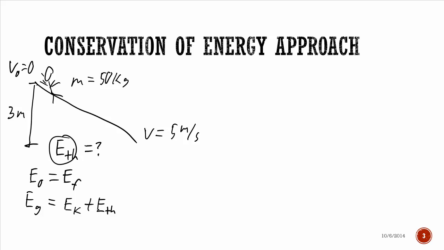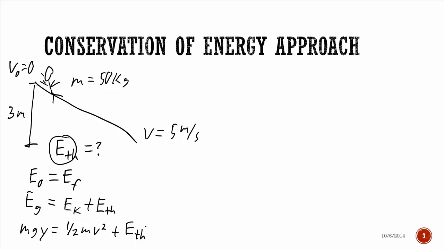And we can figure out exactly how much just by looking at the difference between these two things. So we can plug in mgy, 1/2 mv squared, and thermal energy. Be careful not to cancel out mass in a situation like this, because there's no mass in this term here. You have to have a mass in all three terms to cancel it. So don't do that. That would be bad.